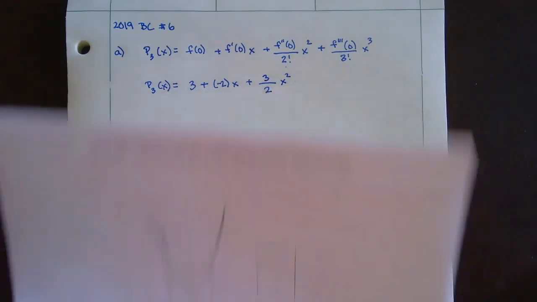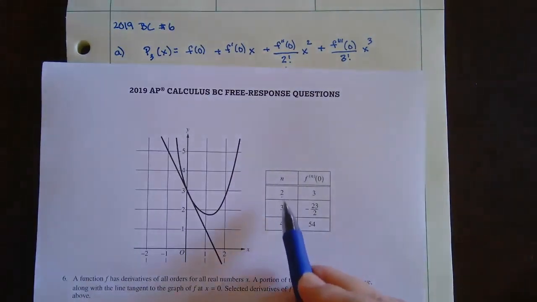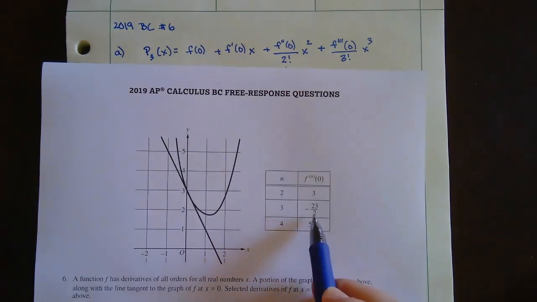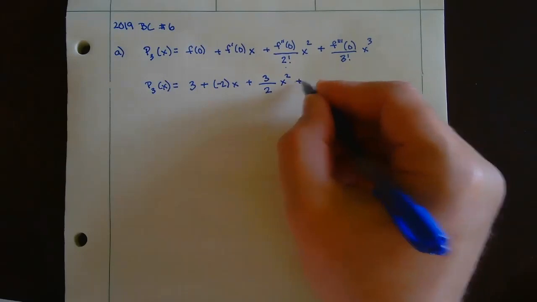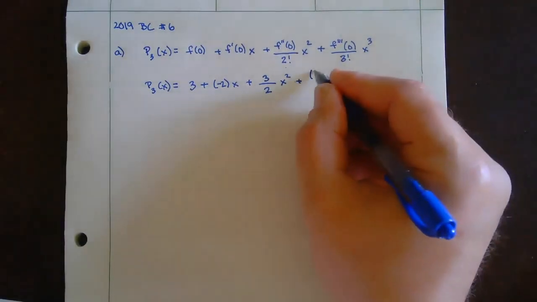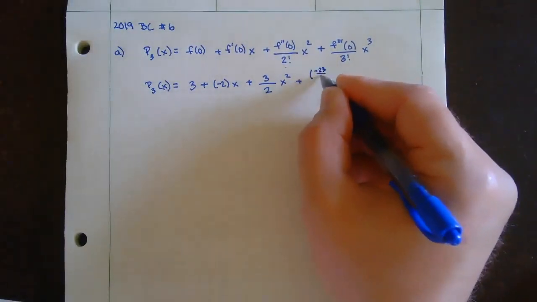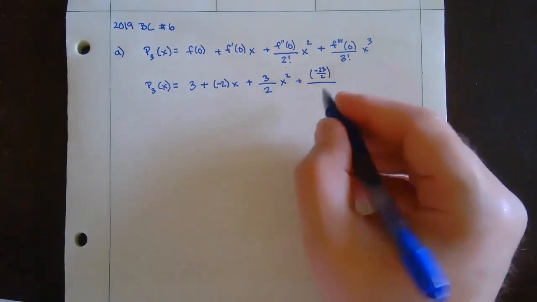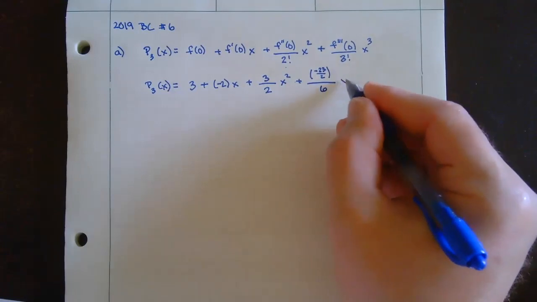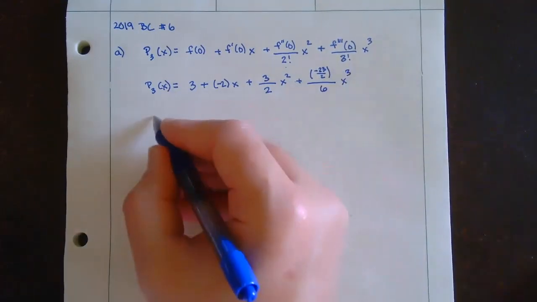And then f triple prime, okay, so that'd be the third derivative would be negative 23 over 2. Okay, so plus, and this numerator is negative 23 over 2 over 3 factorial. Well, that'd be 3 times 2, or 6x cubed. Okay, we're going to clean this up a little bit, okay?